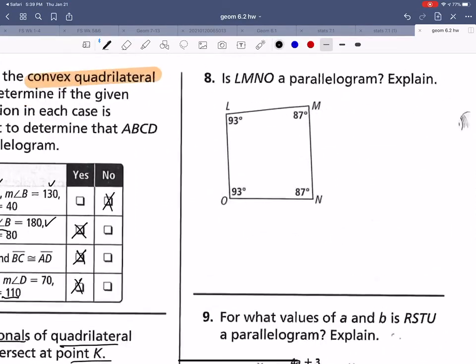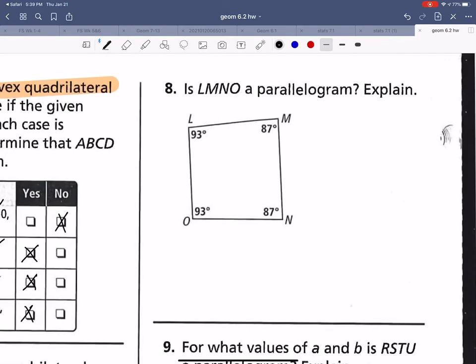All right, number 8. Is this a parallelogram? Wait a minute. No. I need opposite angles to be congruent, right? And they're not. They're supplementary. So this is not a parallelogram.